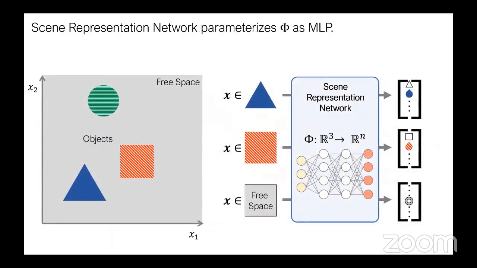Scene representation networks encode a scene in the weights of a fully connected neural network. That fully connected neural network maps an XYZ world coordinate to a feature representation of whatever is at that XYZ world coordinate. Consider the simple toy scene on the left-hand side. Gray is free space, and then there's 3 objects, a circle, a square, and a triangle. All the XYZ coordinates within the blue triangle should be mapped to a feature that says I'm a triangle and I'm blue. All the XYZ coordinates in the red square should be mapped to something that says I'm a square and I'm red. And all the XYZ coordinates in free space should be mapped to something that says I'm free space.